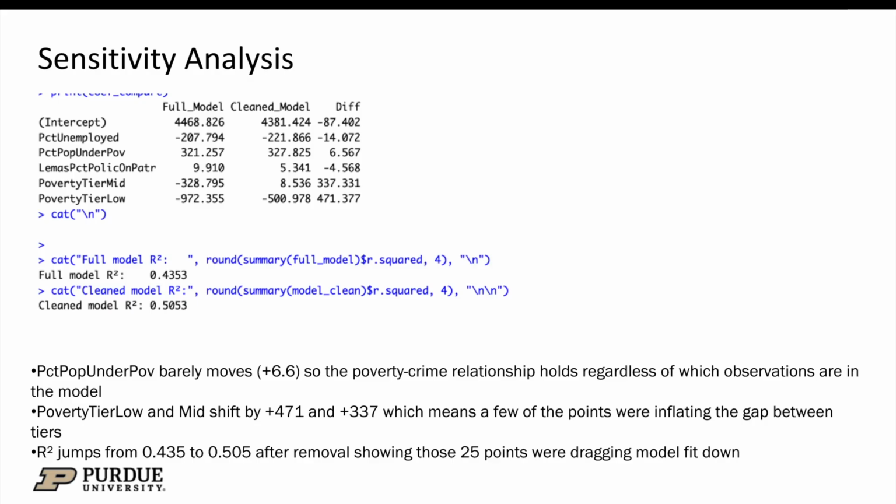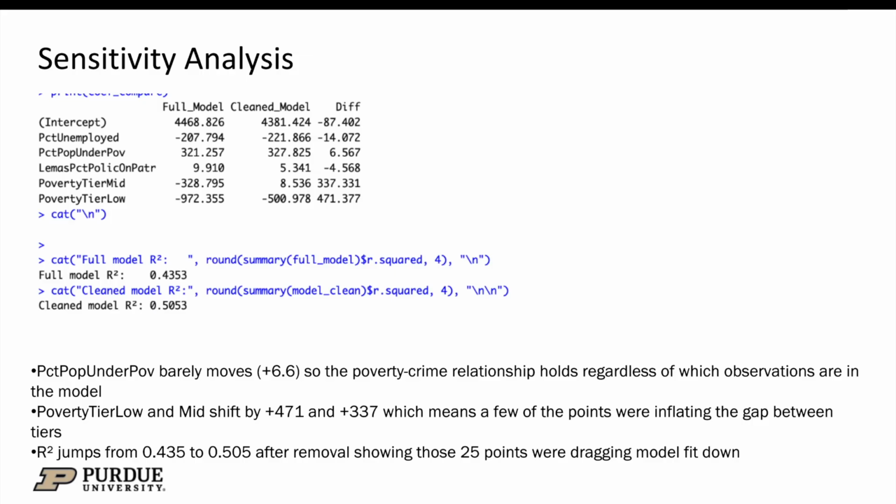But removing those 25 points barely moves percent of population under poverty, only plus 6.6, so the poverty crime slope is pretty solid. But poverty tier low shifts by 471 and poverty tier mid by 337, which means these points were dragging the tier coefficients down and making tier differences look bigger than they actually are. R squared also jumped from 0.435 to 0.505, so continuous predictors are fine, but tier coefficients need to be read more carefully.